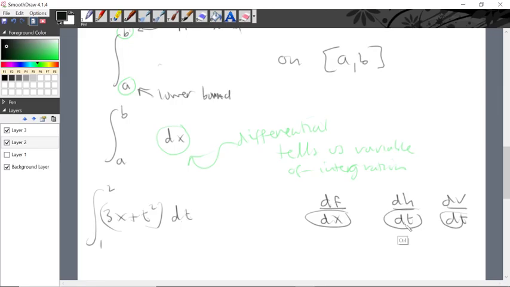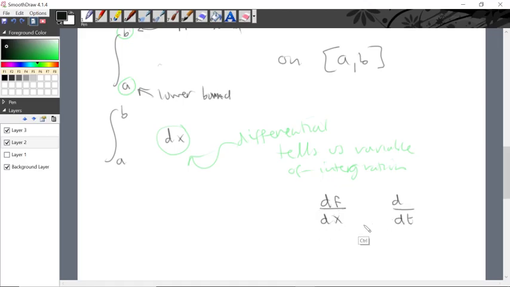The same as we would when we were dealing with differential operators. The notation in the denominator would tell us which was the variable of interest to differentiate with respect to.